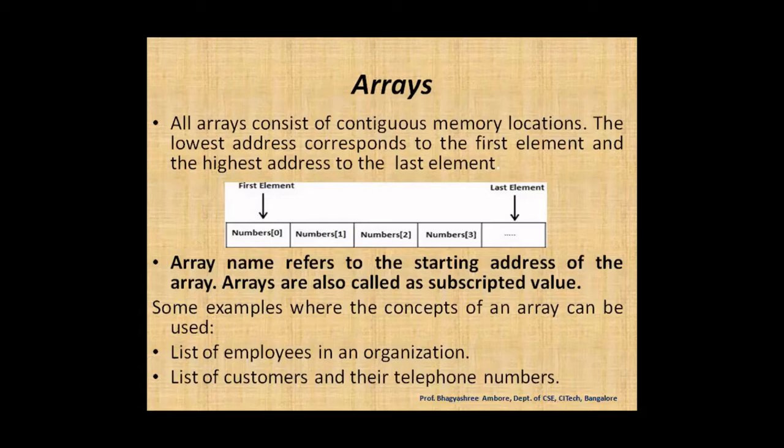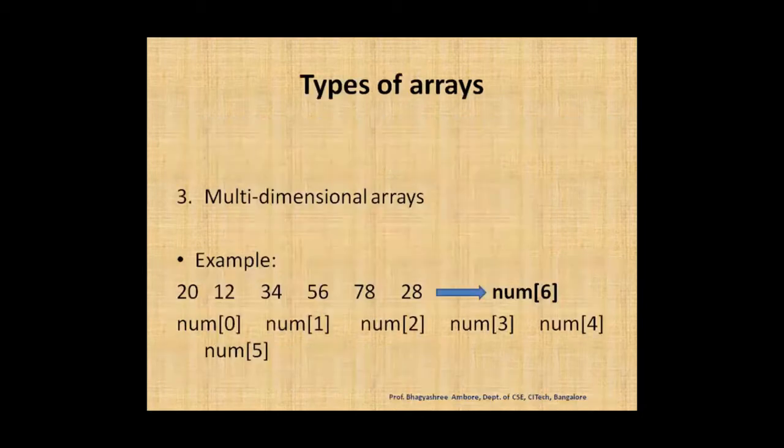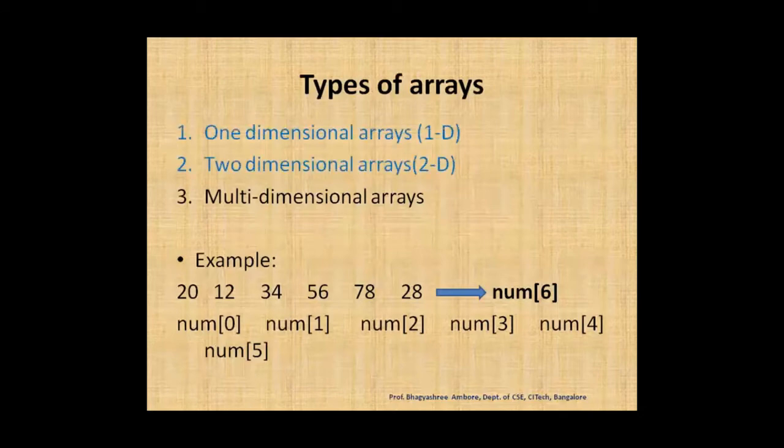Now, where are we using this array concept? In case of a list of employees in an organization, a list of customers and their telephone numbers, or for example a list of students, university numbers, and their marks, we can use the concept of arrays. Now, how many types of arrays does C support? There are basically three types of arrays: one-dimensional array, two-dimensional array, and multi-dimensional array.